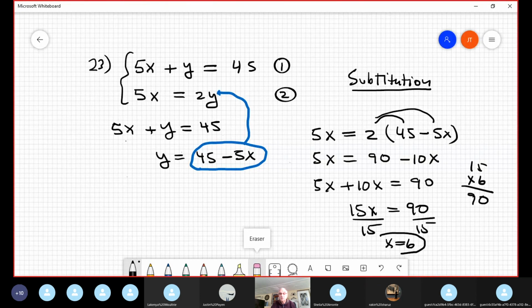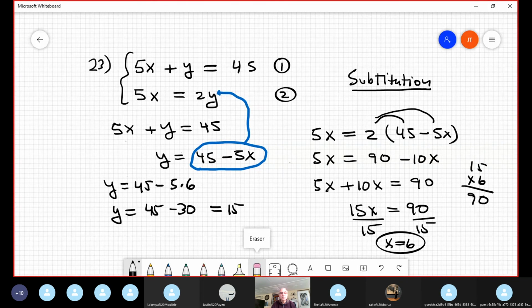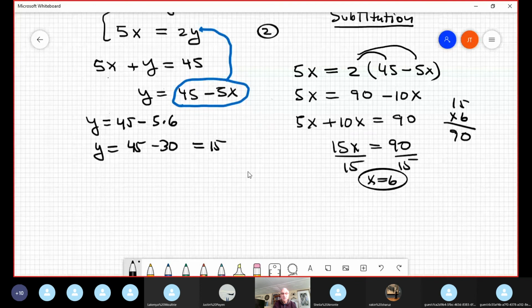It's 6. Okay, now substitution here. 6 here. The y is equal to 45 minus 5 times 6, that's 30. 45 minus 30, 15, no? Now y value is 15, x value is 6. 6, 15, like the option A. Solution is 6, 15. Option A.